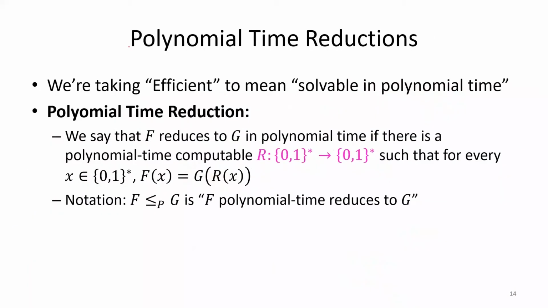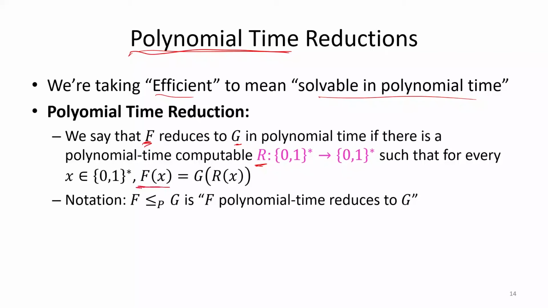Okay, so these efficiency reductions are polynomial time reductions. Since our definition of efficient is polynomial time, our reductions, needing to be efficient, must run in polynomial time. So here we're taking efficient to mean solvable in polynomial time, and this is our formal definition now for what a polynomial time reduction is. Basically, a polynomial time reduction is a function, here called r, which maps inputs for a problem f into inputs for a problem g, such that r runs in polynomial time. So r is itself efficient, so r runs in polynomial time.